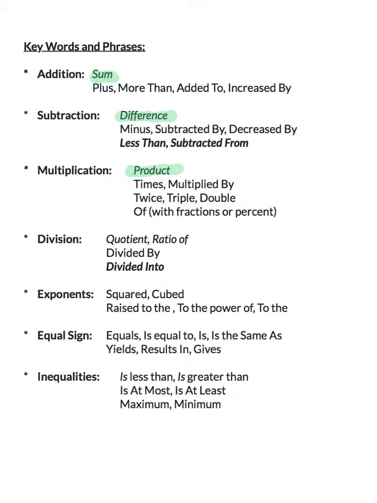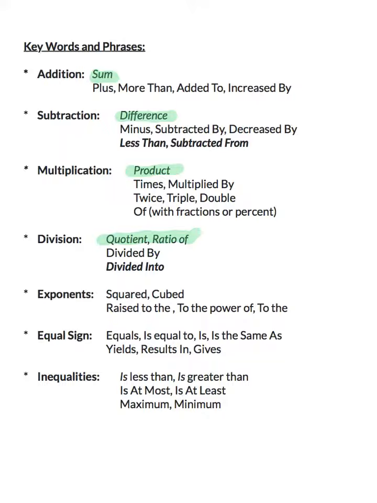Another word that represents multiplication is of, by itself. And of is a word that we use with multiplication when we are talking about fractions or percent. For instance, if I want to know 25% of a number, I multiply 25% times the number. For division, some of the key phrases that you need to memorize are quotient and ratio of. Other ones that we have are divided by and divided into. Again, divided into is a special phrase, and we'll go through that in just a second.